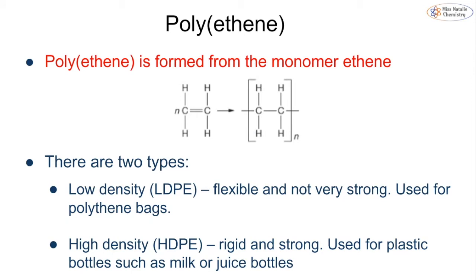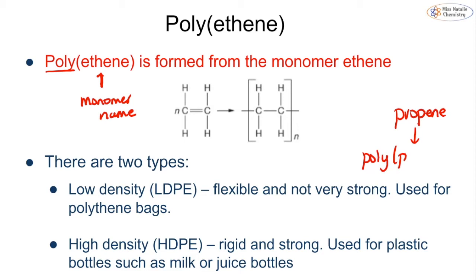Now, if we go into a bit more detail about polyethene, well, polyethene is a polymer that is formed from the monomer ethene. So what you can see when we name it, we simply take the monomer name, we put it in brackets, and then we put the word poly in front of it. That's it. So for example, if we had the monomer propene, that would form polypropene.